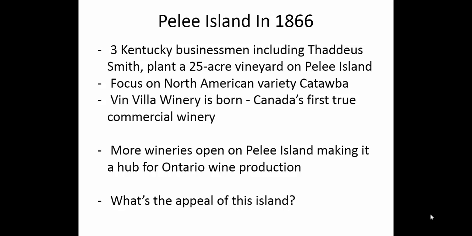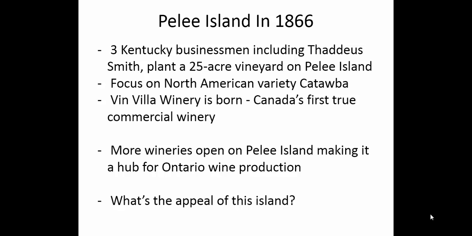So successful was Vinvilla that they employed an agent, J.S. Hamilton of Brantford, Ontario, to represent sales on the mainland and exports of their top-selling sacramental wine, which was called St. Augustine, which sold in Canada, the United States, and Great Britain at this time.